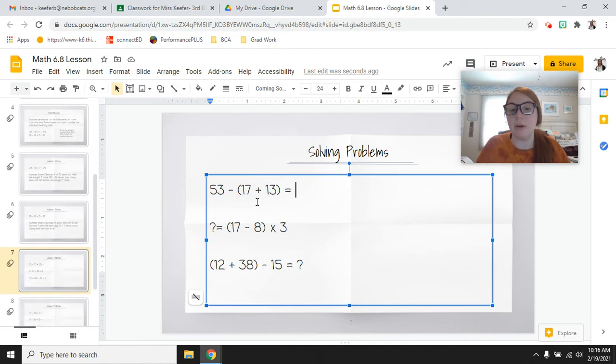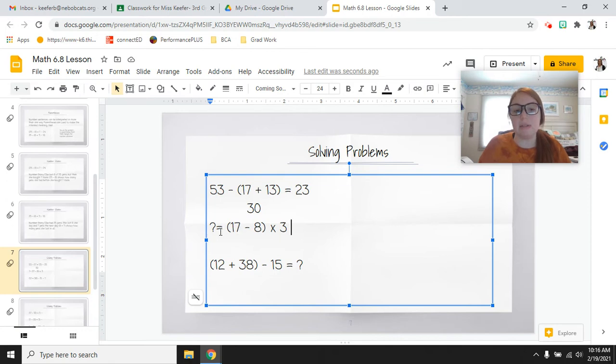This would equal 30. So I'm actually going to try and type it down here. So this would be 30. So now our problem would be 53 minus 30, which would equal 23. So see how we did this? This 30 is almost what's replacing the parentheses. You solve the parentheses first to get 30, and then you do 53 minus 30. All right, let's look at the next one.